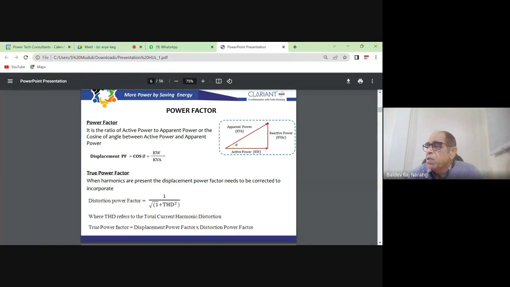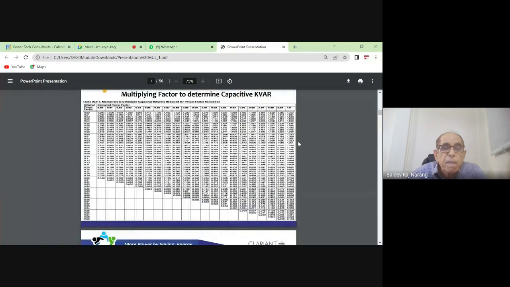And here again, suppose we have to go from one power factor to another power factor, say from 0.1 to 0.2, we have to improve the power factor. So initial, next slide, please. Again, this is a multiplying factor. Again, we go to the next slide.